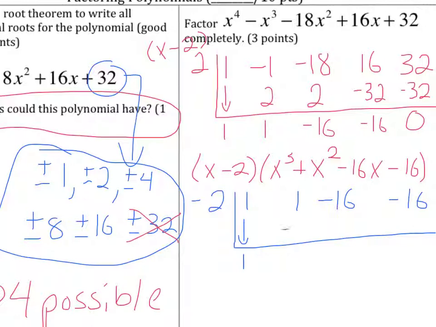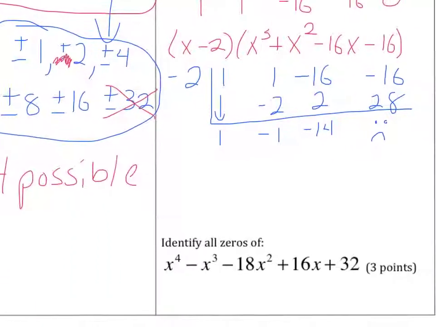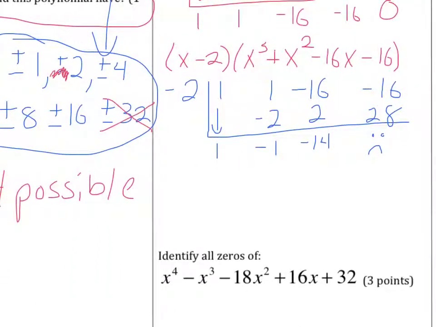Negative 2 times 1 is negative 2. That brings me down to negative 1. Negative 2 times negative 1 is positive 2, which brings me to negative 14. Negative 2 times negative 14 is positive 28. That one does not work. I can cross out negative 2 as a possibility. I'll never have to try that one again. I'm just going to go down and try a different number.